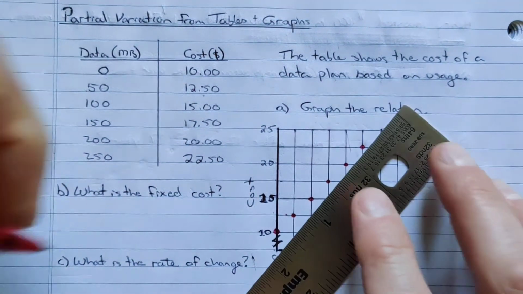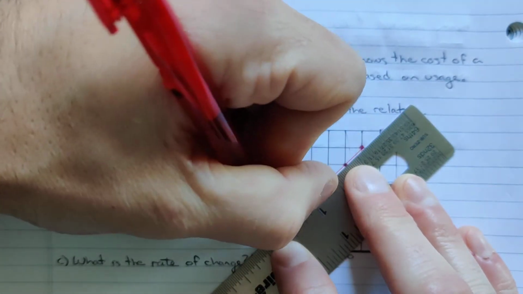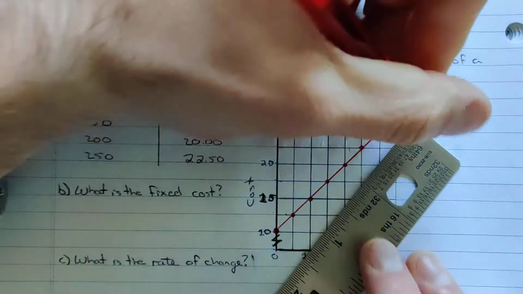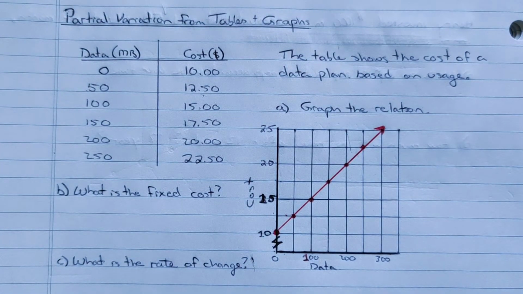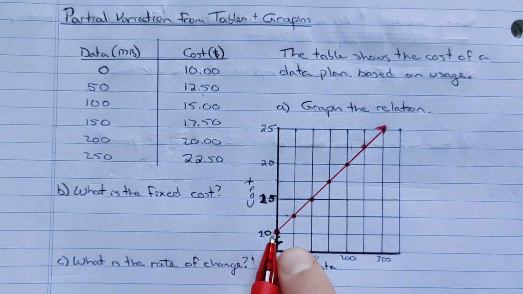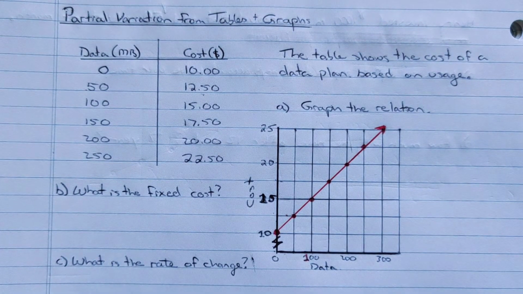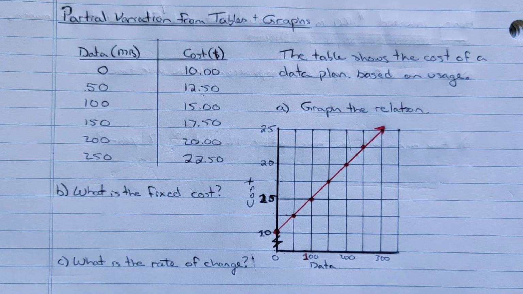I can then connect the dots, and it would continue on like that. So there's my line. I have it all laid out with it starting at 10. So because it's starting at 10, this would be a partial variation example, because again, direct variation starts at 0. So because it starts at 10, we have partial variation.